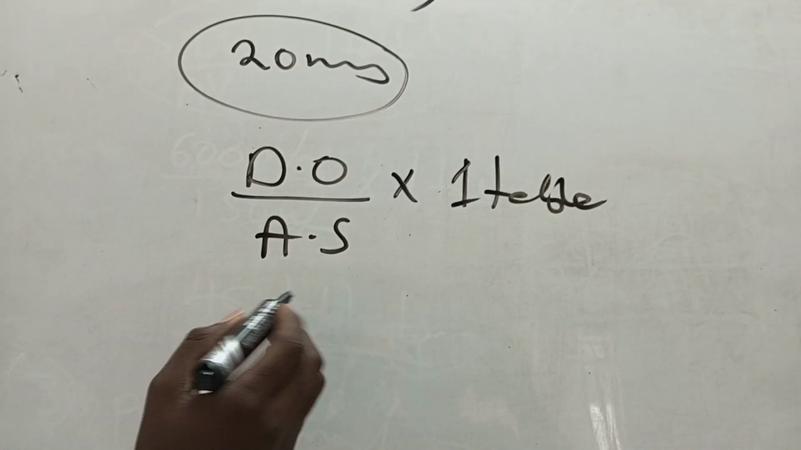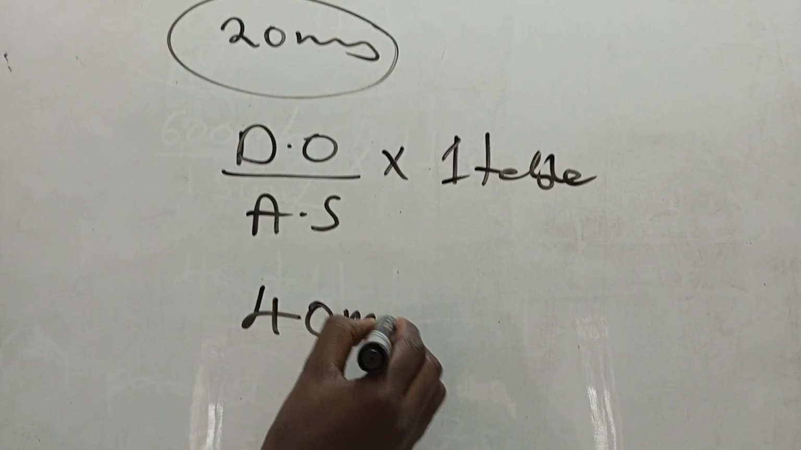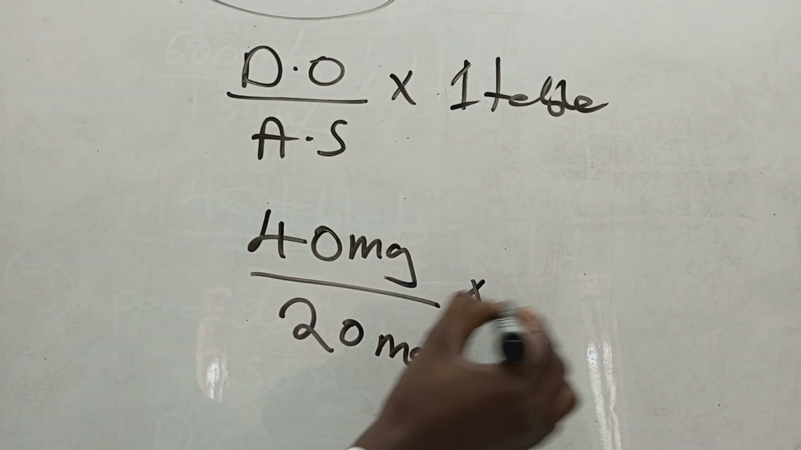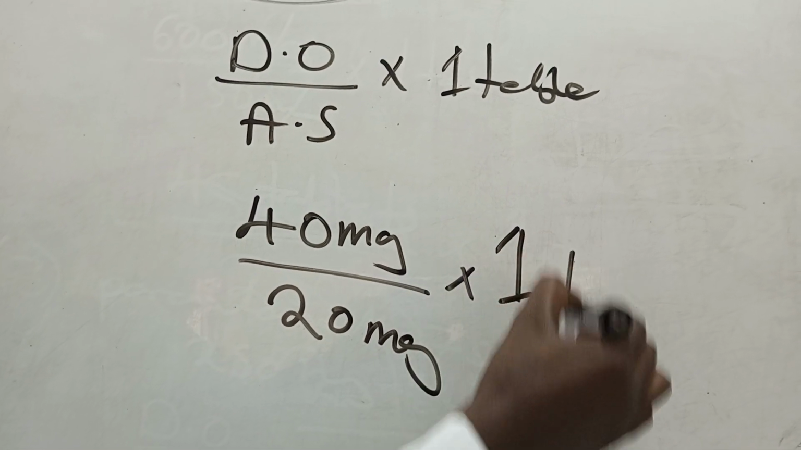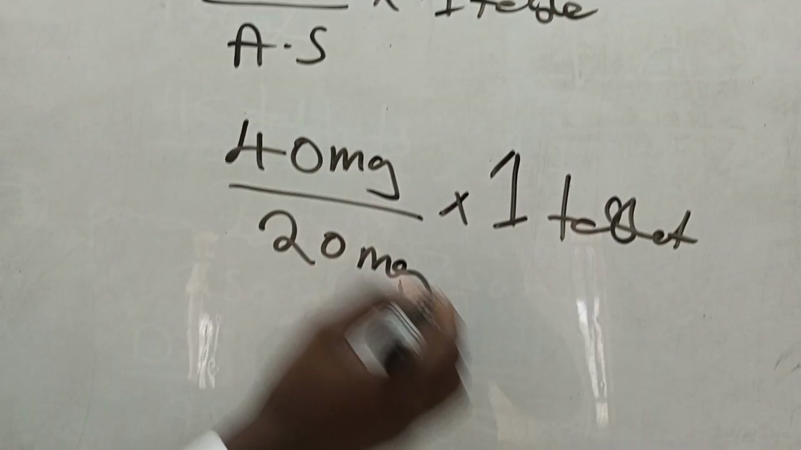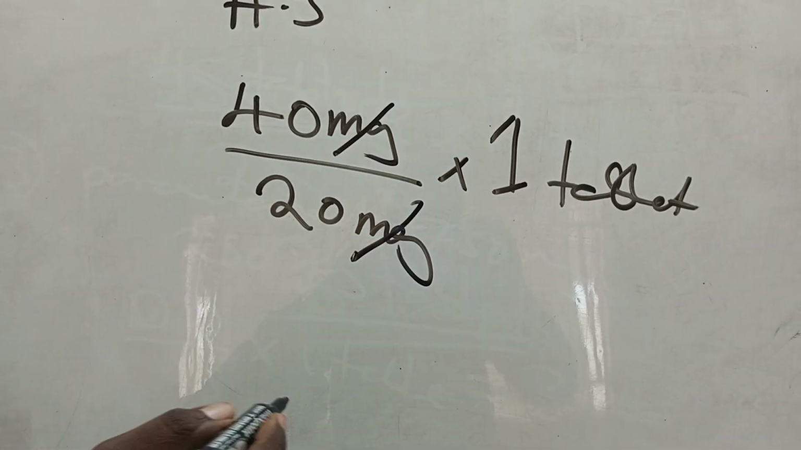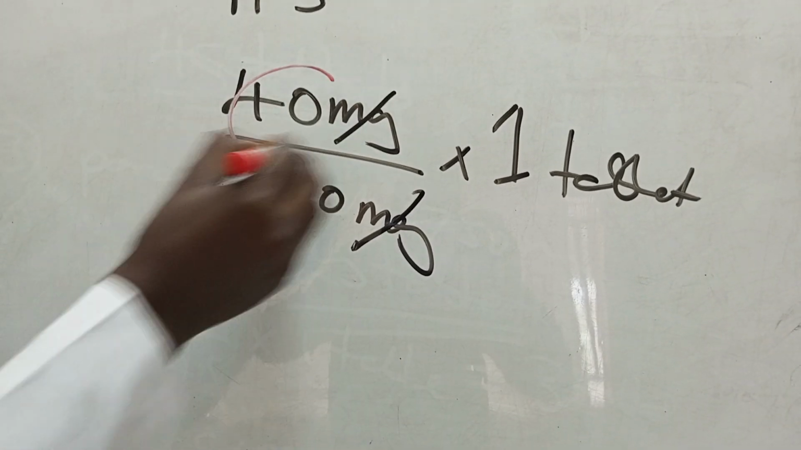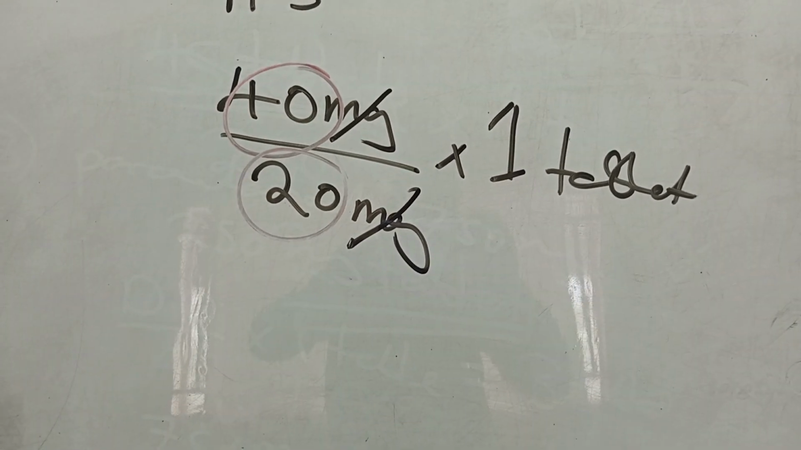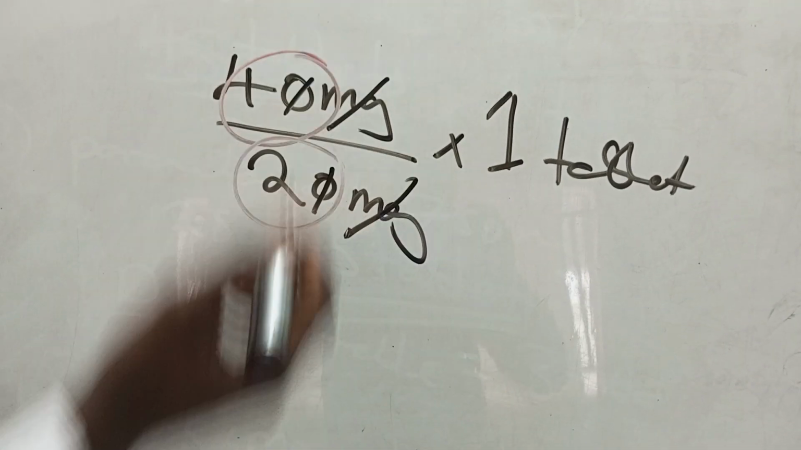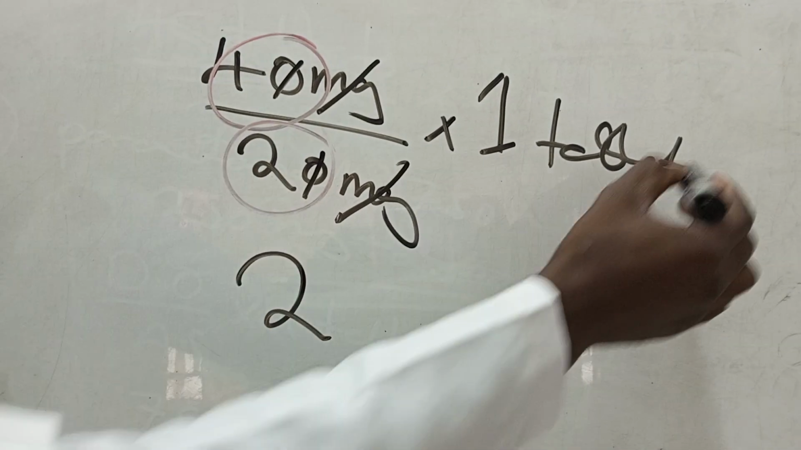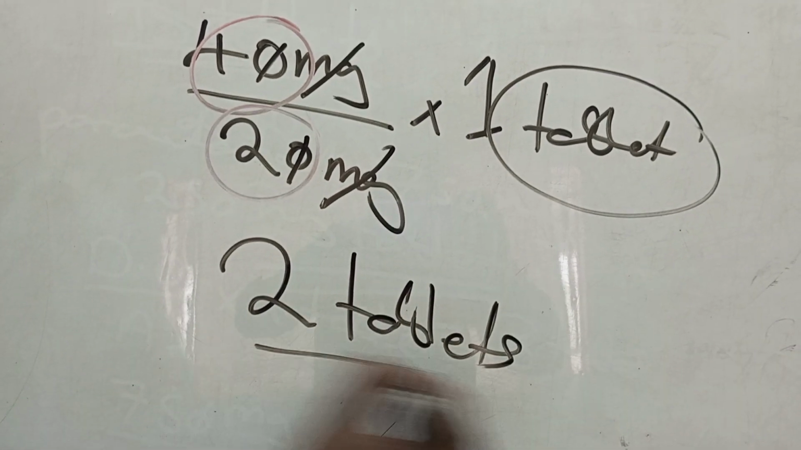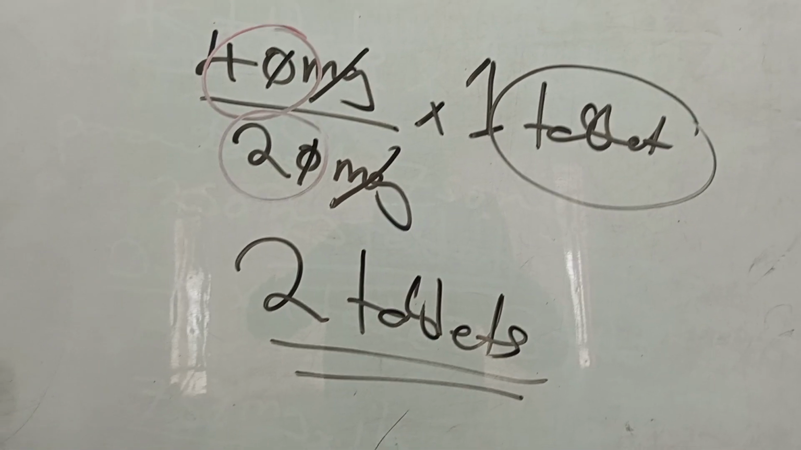Of course, our doctor's order is 40 milligrams. Then we divide by 20 milligrams of what you have, then times 1 tablet. Milligrams and milligrams go, and you remain with 40 over 20, which, if you want, you can simplify: 2 into 2 gives you 2. And remember, tablets remains. So you are going to administer 2 tablets of Lasix.